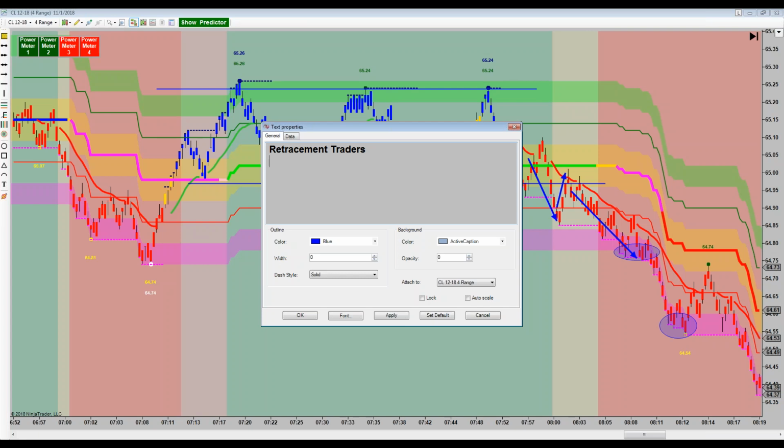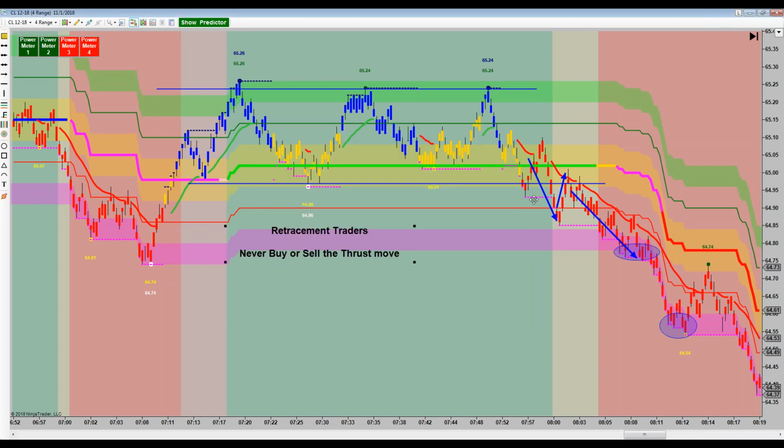Okay? We never, ever buy or sell the thrust part of the move. Okay? Never. We never do that. That totally flies in the face of everything that we do. So in the case of this down move, the thrust part is down. Okay?